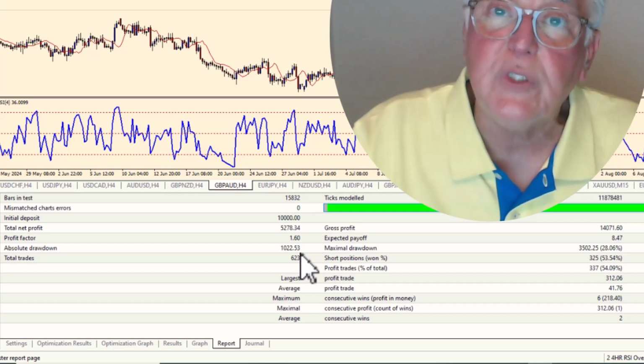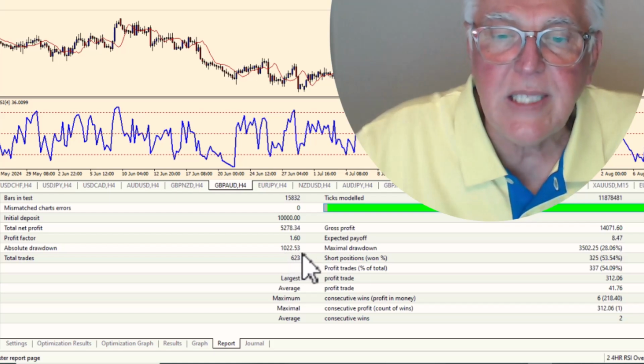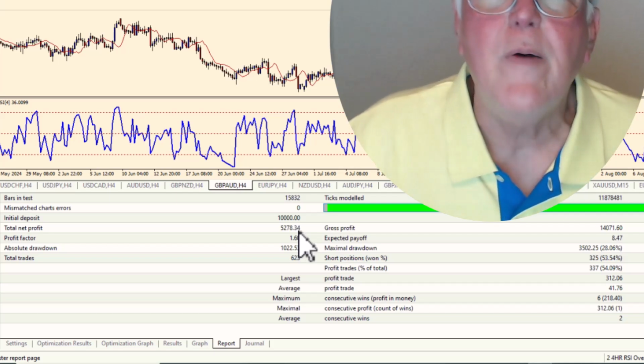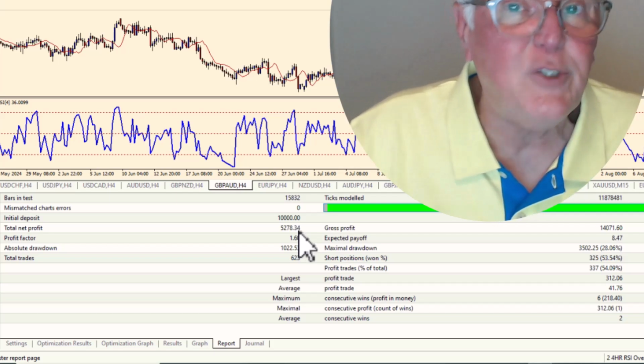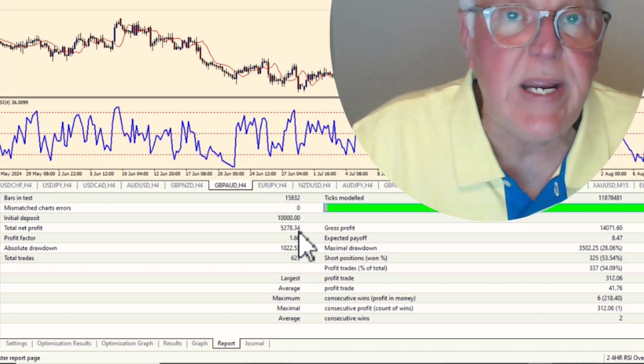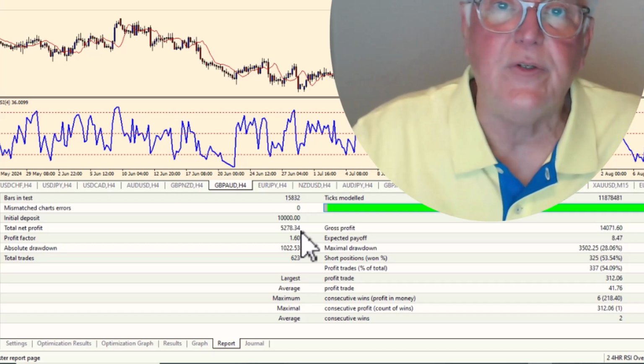Simply reduce the lot sizing. So let's have a look. The absolute drawdown is only $1,000, and the returns are still very acceptable. 50% return in 7.5 weeks is still very acceptable. But now our risk is highly reduced, highly reduced.